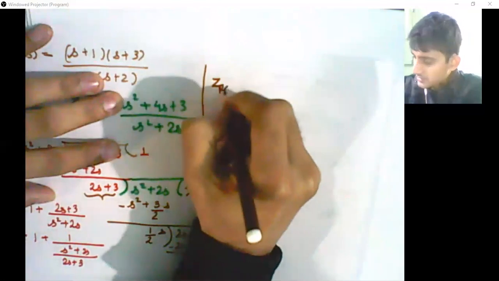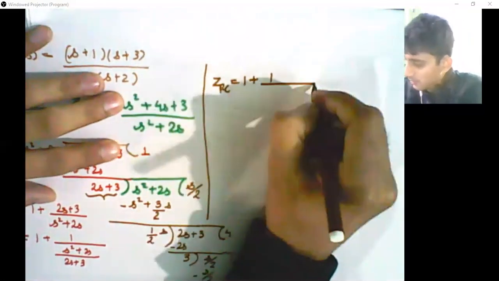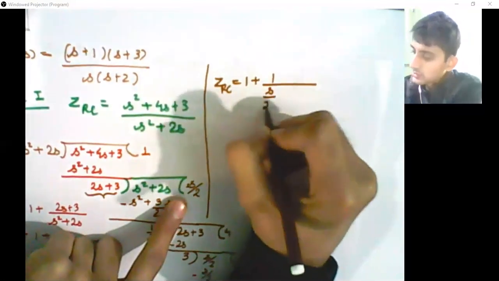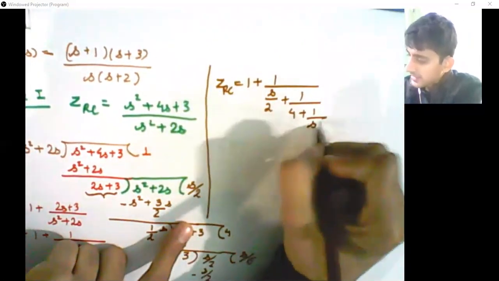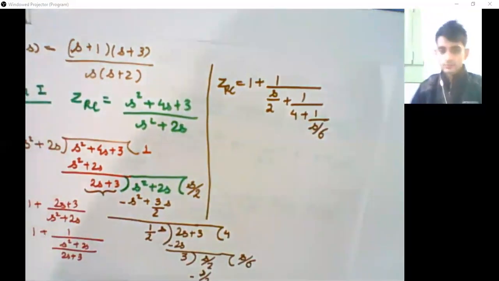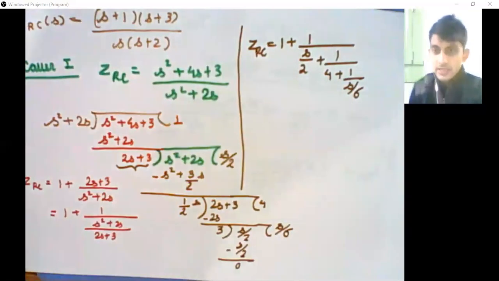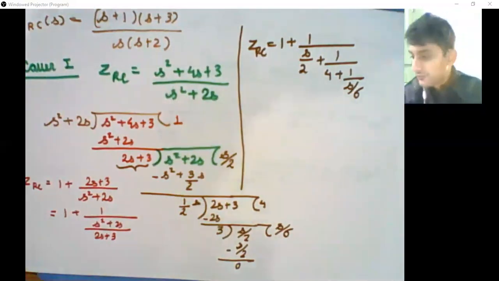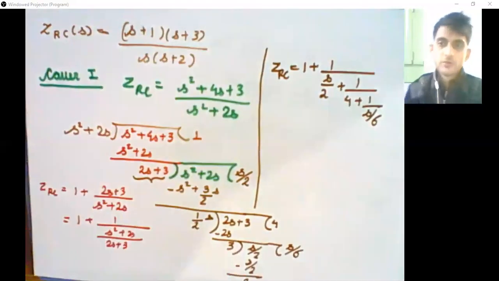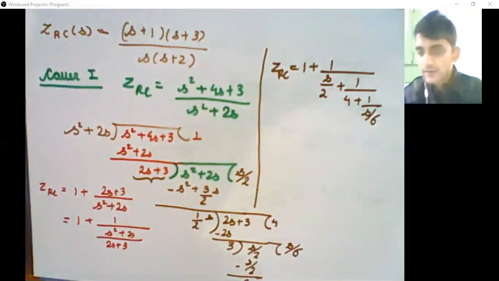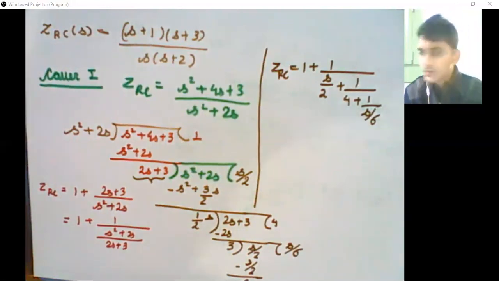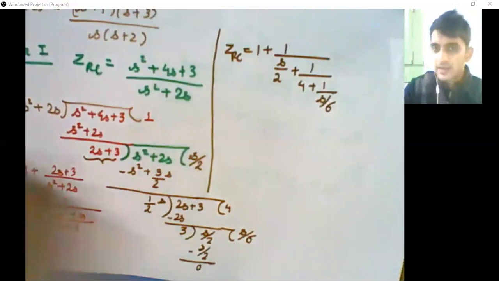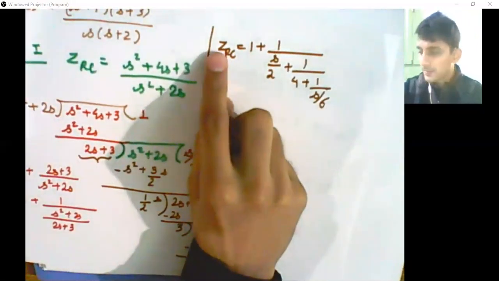So I can write my ZRC is equal to 1 plus 1 upon s upon 2 plus 1 upon 4 plus 1 upon s upon 6. Okay. So this is our continued fraction expansion for the given ratio of polynomials in s, which is indeed a given RC function. Okay. Now it's really easy to realize it, because we have an RC impedance from it.